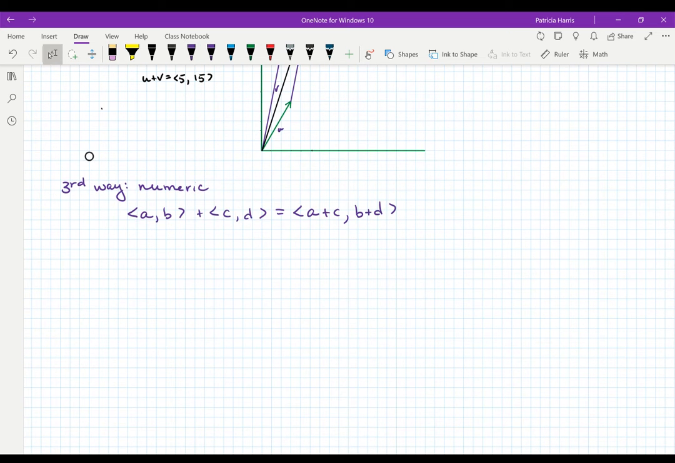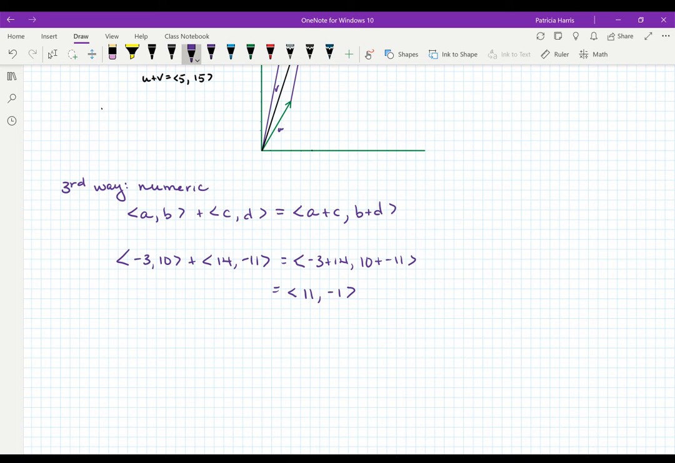Okay, so if you were given a vector -3, 10, plus 14, -11, add those. -3 plus 14, 10 plus -11, you could probably do this in your head: 11, -1.